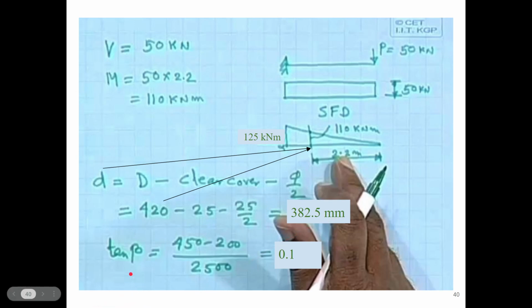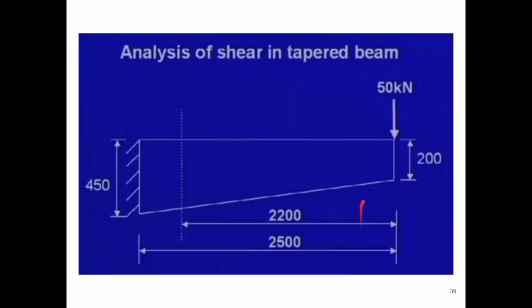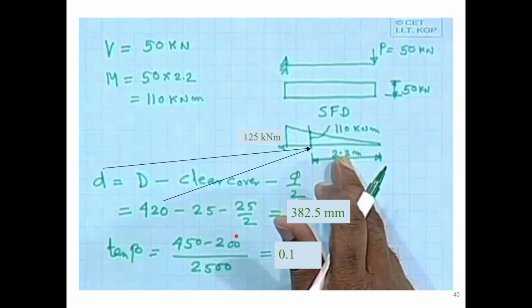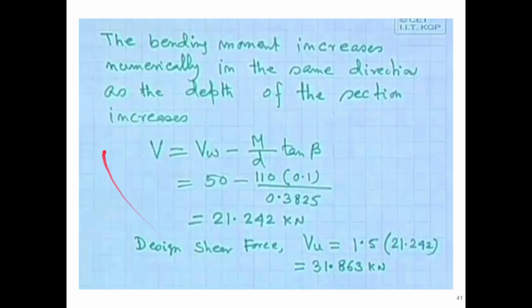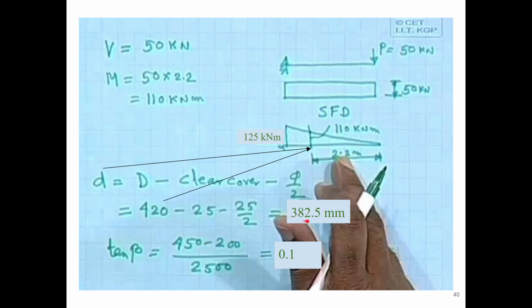And how much will tan beta be? It will be 450 minus 200 divided by 2500, which becomes 0.1. So what will be the value? The value will be 50 minus 110 into 0.1 by 0.3825, right?